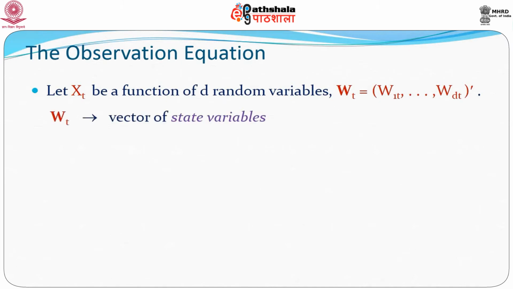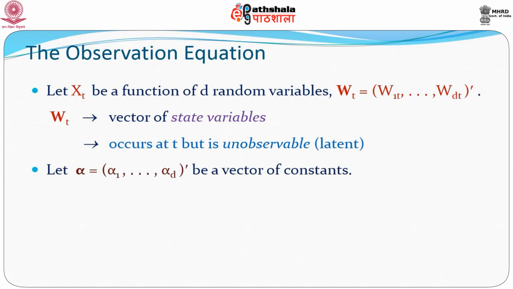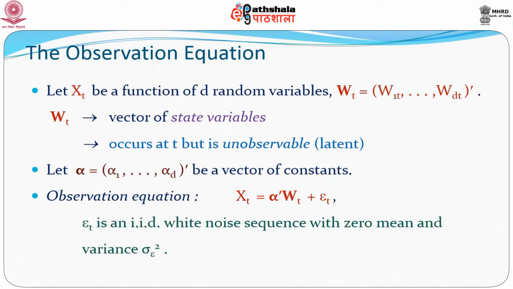We call this vector w t the vector of state variables. Now, like x t, this vector occurs at t, but unlike x t, we do not observe this. So, this is a latent variable, unlike x t, which is manifested and which can be observed. Now, let alpha equal to alpha 1 to alpha d be a vector of constants. Then we will write the observation equation as x t is equal to alpha prime w t plus epsilon t, where epsilon t is, as always, the white noise sequence with mean 0 and variance sigma epsilon square. So, we have defined the observed variable in terms of the latent variable in this model.